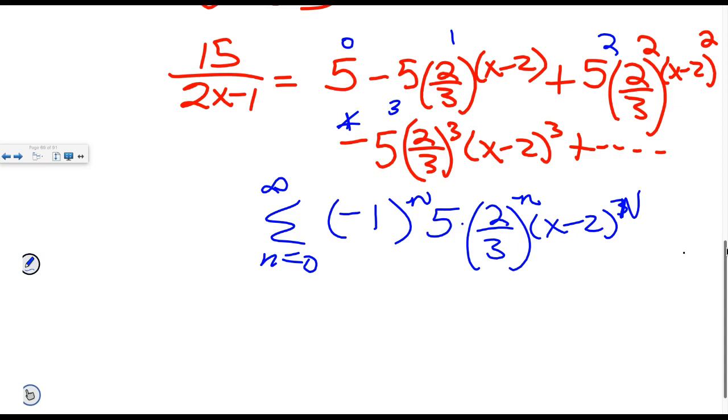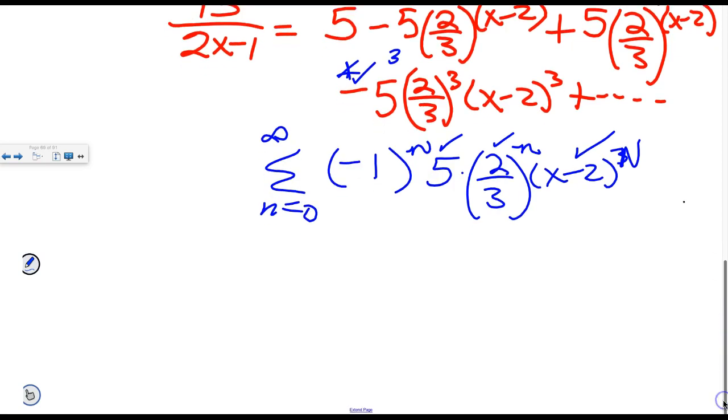So when I put in a 3, I'll have -1 to the third. The alternator's good. 5 will stay. 2/3 to the third, and that one's golden. What would I have gotten if I'd run through the derivatives and done Taylor's rule? That. Now let's talk about the interval of convergence.